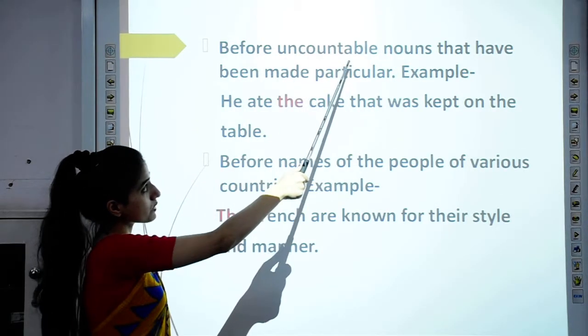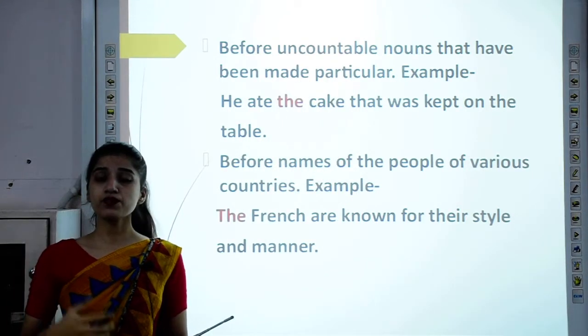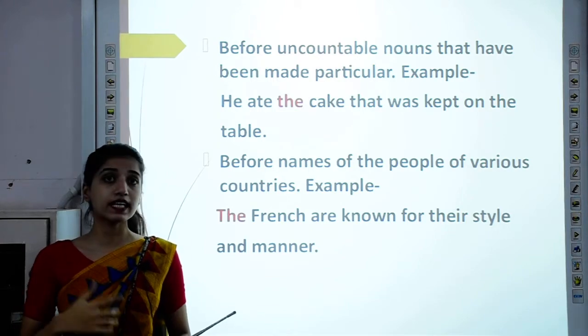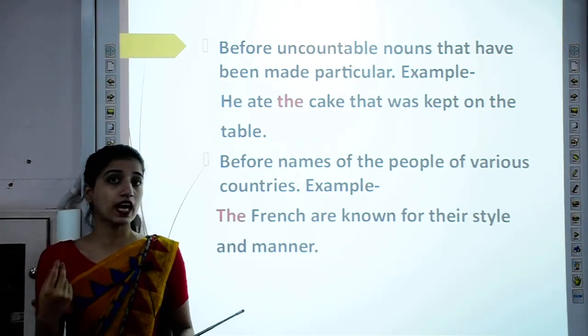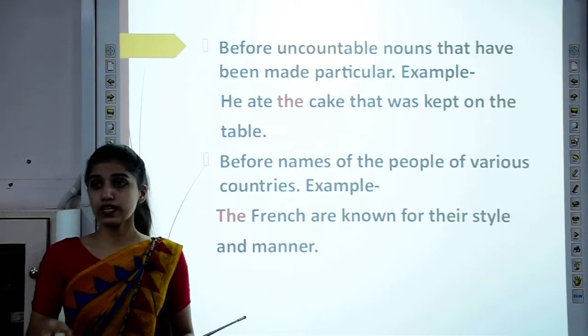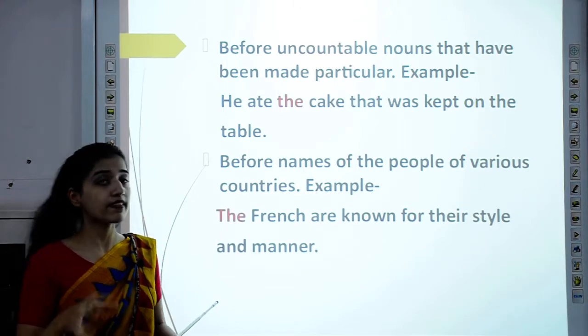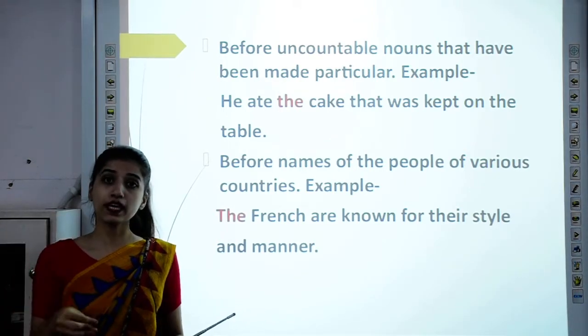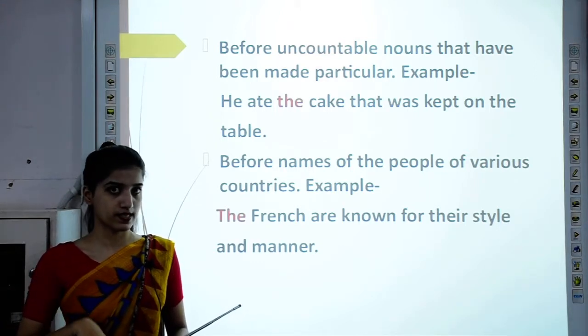Before uncountable nouns that have been made particular. Now we will be using "the" before uncountable nouns, those that we can't count, such as milk and sugar. Before them we use "the" when they are made particular, when we are talking about them only in that sentence. We are particularly talking about them in the sentence.